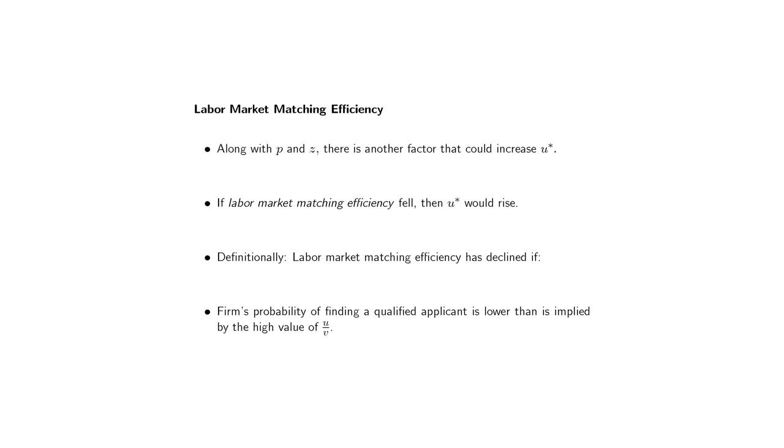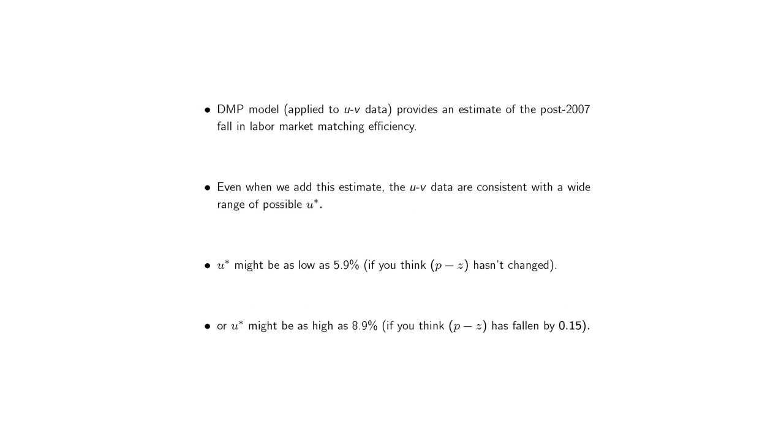And when I say when you look at the data, what I really mean is if you take the Diamond-Mortensen-Pissarides model and apply it to this data, I'm not going to go through the details of this, but it does provide an estimate of the post-2007 fall in labor market matching efficiency. It seems like vacancies are not attracting qualified applicants as easily as you would think, given how many unemployed people there are relative to the job openings.